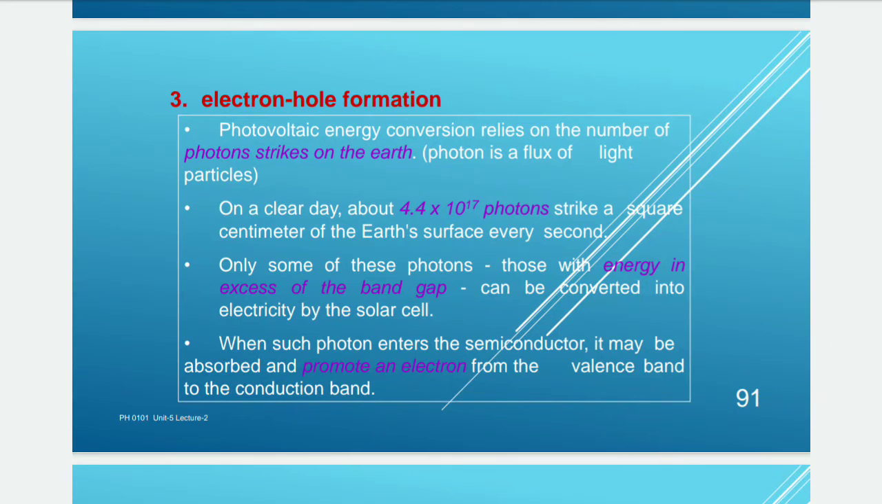Photovoltaic energy conversion relies on the number of photons that strike the earth. Photon is a flux of light particles. On a clear day, about 4.4 × 10^17 photons strike a square centimeter of the Earth's surface every second. Only some of these photons, those with energy in excess of the band gap, can be converted into electricity by the solar cell. When such a photon enters the semiconductor, it may be absorbed and promote an electron from the valence band to the conduction band.